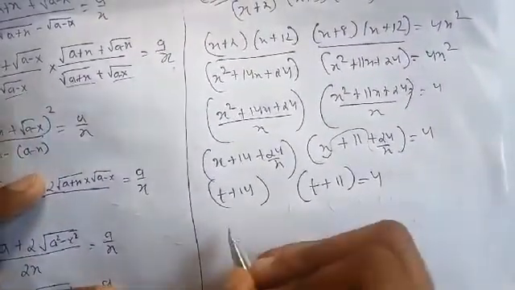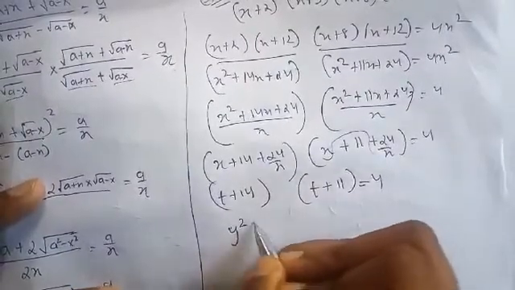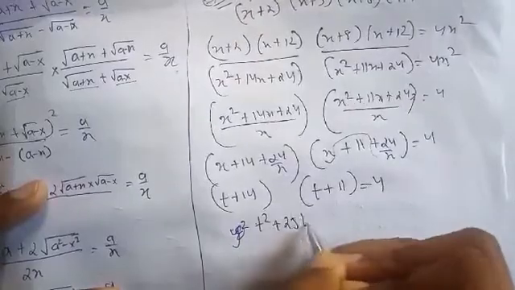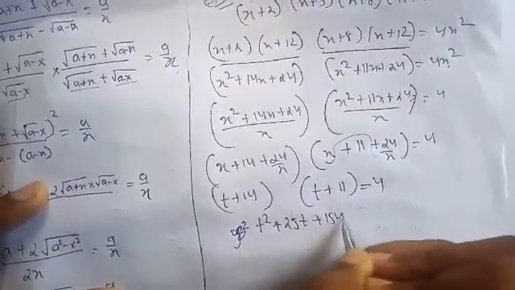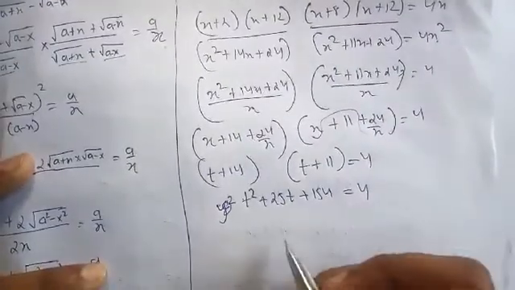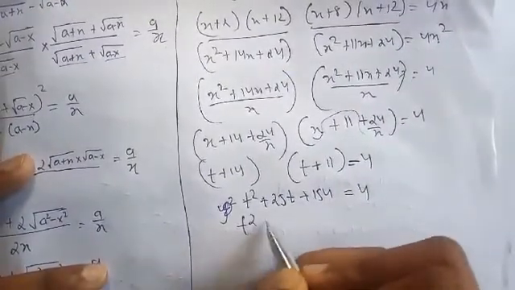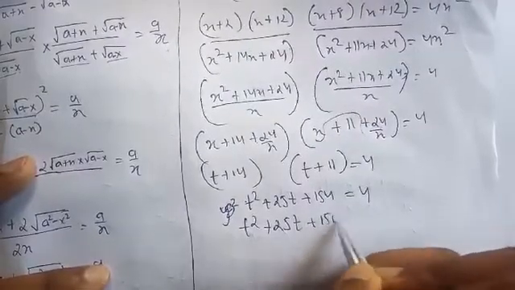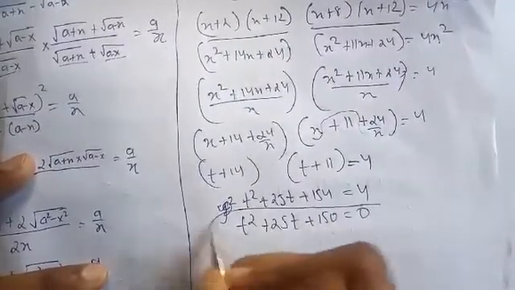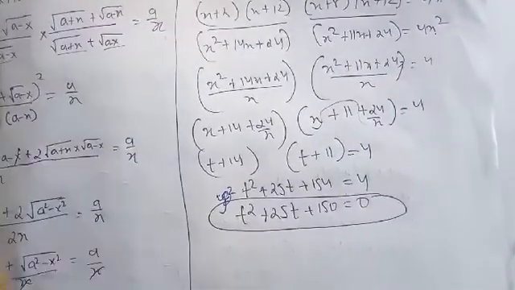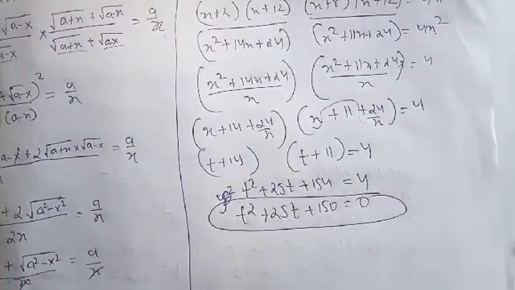So I'll be getting t square plus 25t plus 154 equals to 4 when I multiply both the brackets, and then 4 I can bring on this side and subtract. So t square plus 25t plus 150 equals to 0. Now this becomes a quadratic equation, as you guys can see. Is this a quadratic equation? You guys know that this is a quadratic equation.